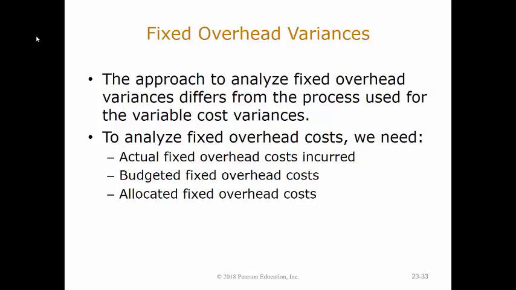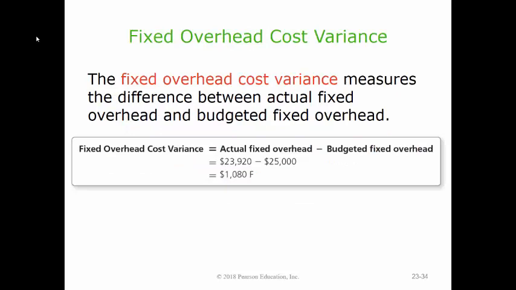For fixed overhead variances, we are going to need our actual fixed overhead costs incurred, how much we budgeted for, and then we're going to need to determine how much we would have allocated during the period based upon our cost driver and our predetermined overhead allocation rate. So for the fixed overhead cost variance, it's very simple. Since fixed costs should not change with production levels, you don't need to go through all of the fancy actual quantity versus standard quantity, because that wouldn't change the level of fixed overhead that you had.